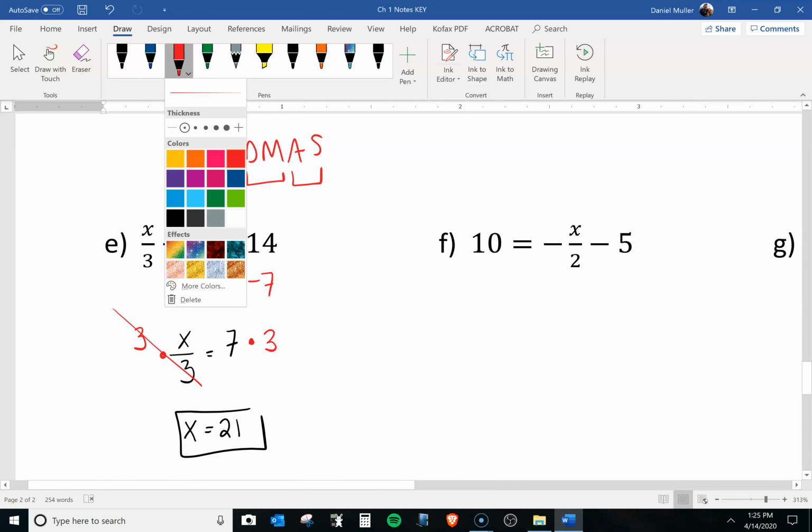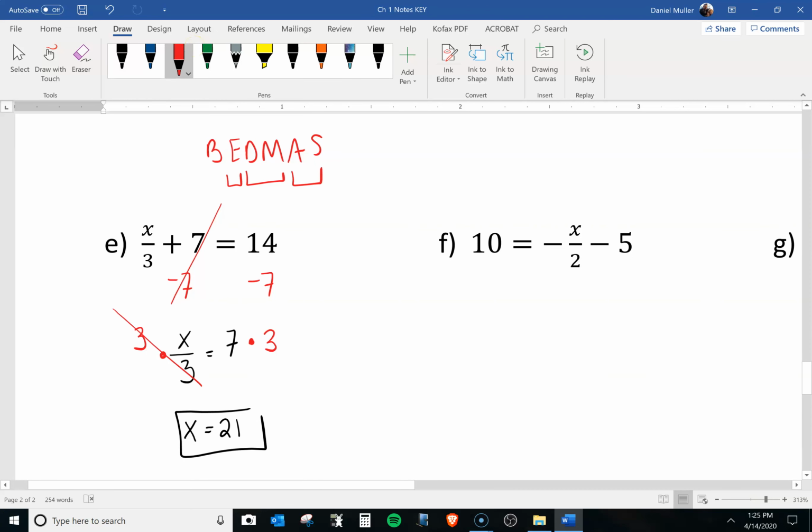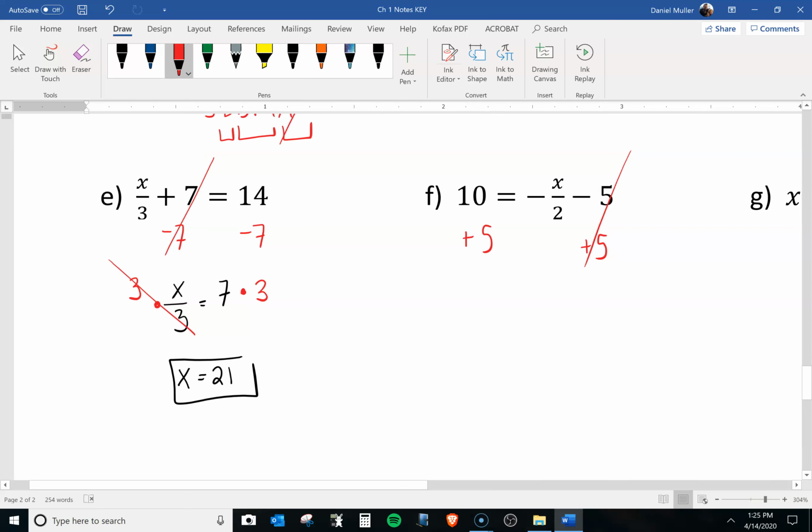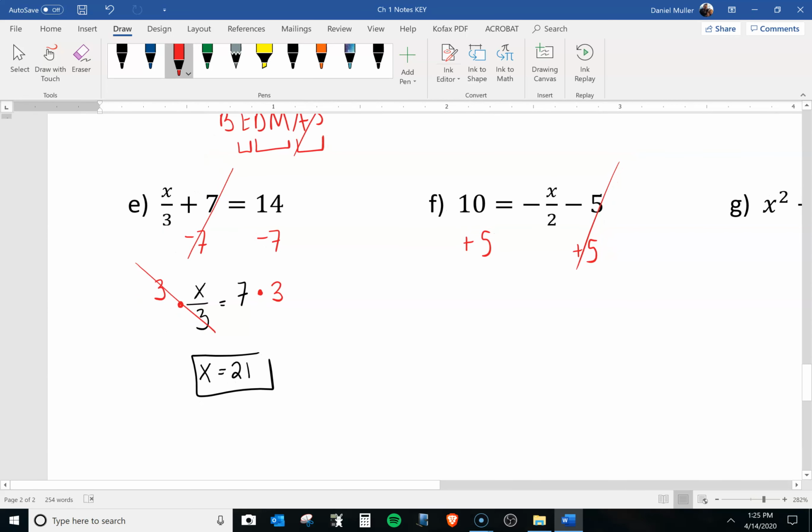The next question here, letter F. I do like the order, x and then the number. I'm going to get rid of the subtraction here. So there's going to be a +5 and a +5, and that way -5 and +5 are gone. I'm just going to zoom out a bit here. 10 plus 5 is 15. So there's my equal sign here. There we go. 10 plus 5 is 15. And there's a negative x over 2.